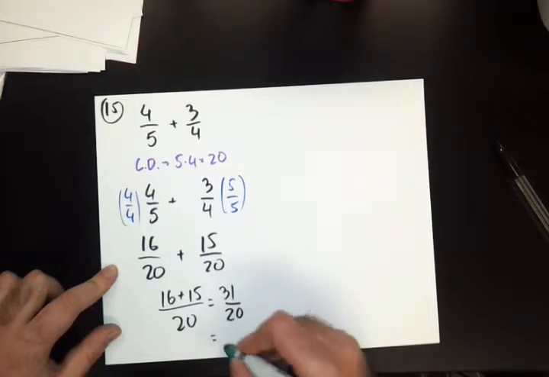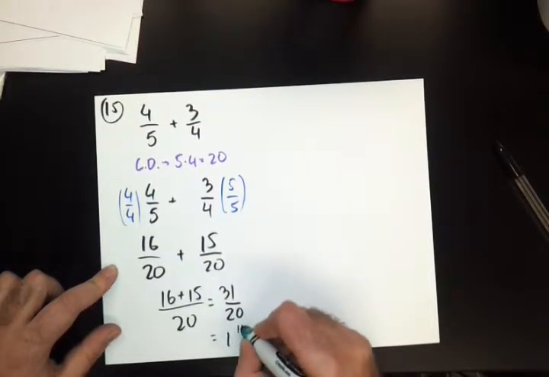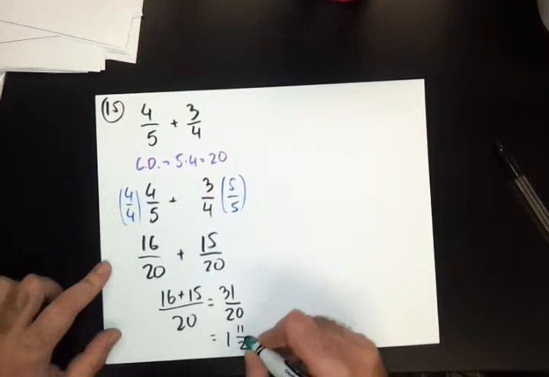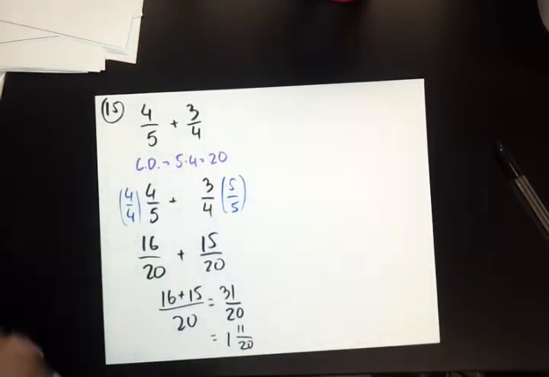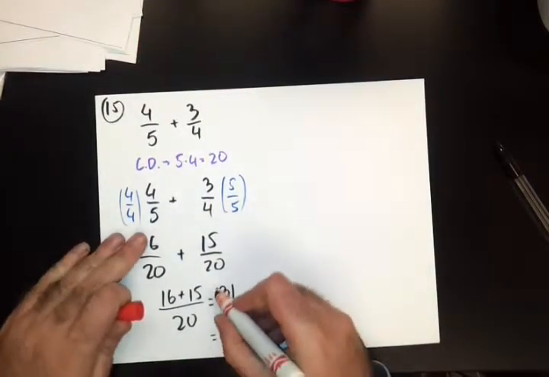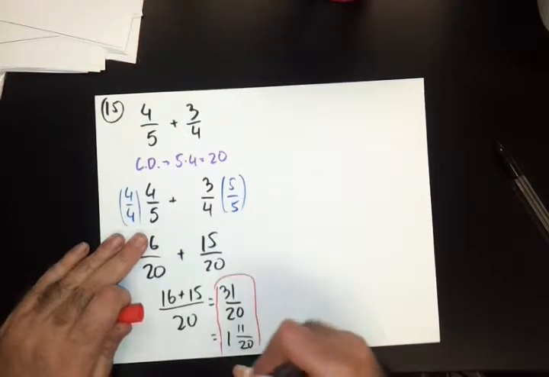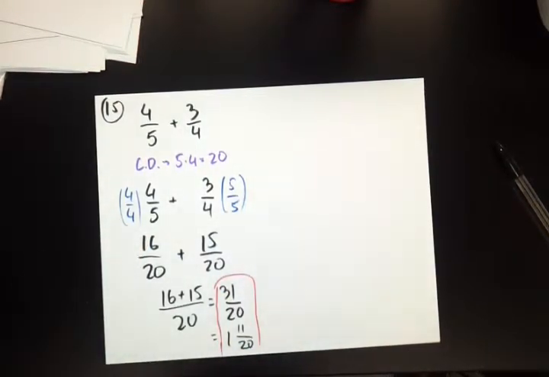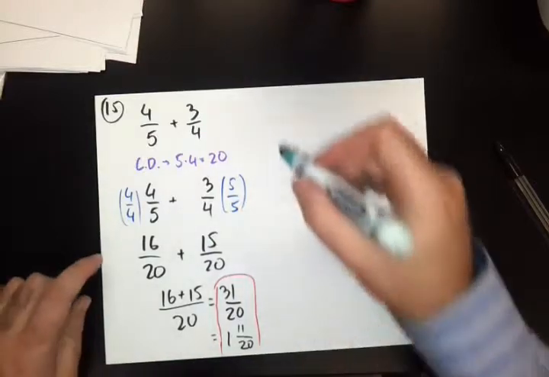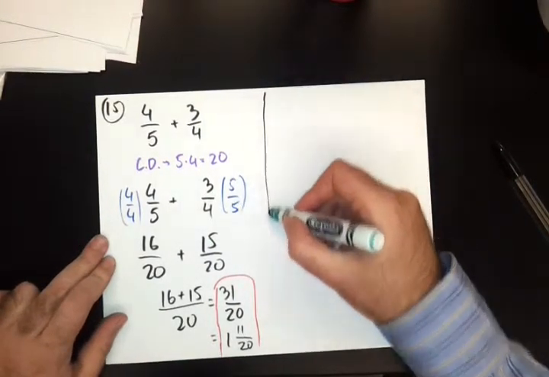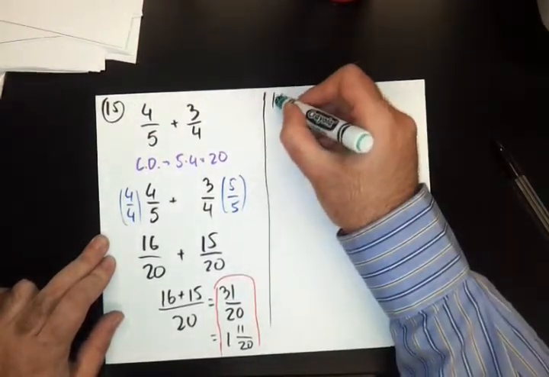You can also convert it into a mixed number, 1 and 11 over 20. I don't really care. I'm okay with the improper fraction. So you can simplify it fully, or you can give me the improper fraction form. I'll be fine both ways for this quiz. 16 is next.